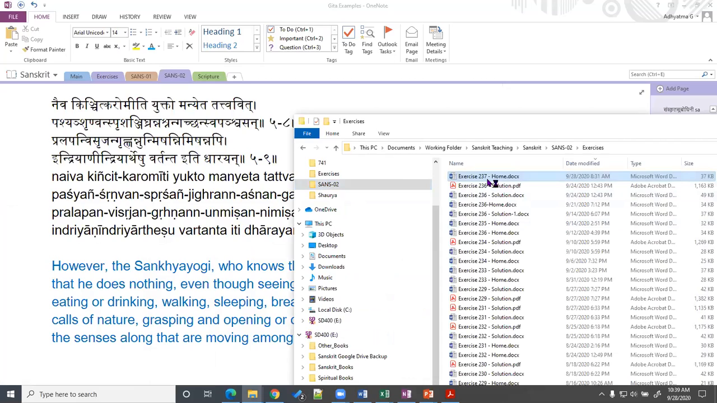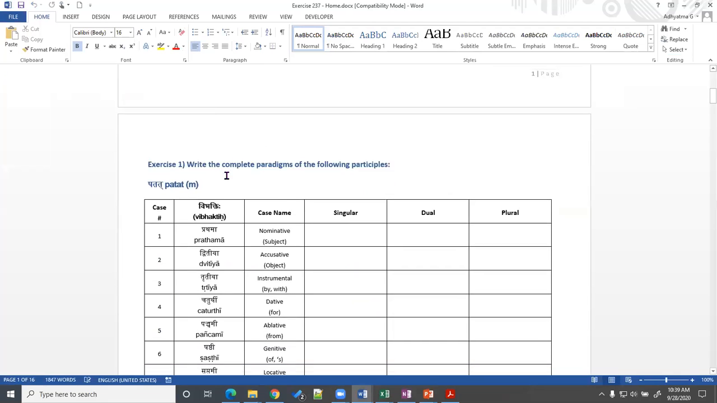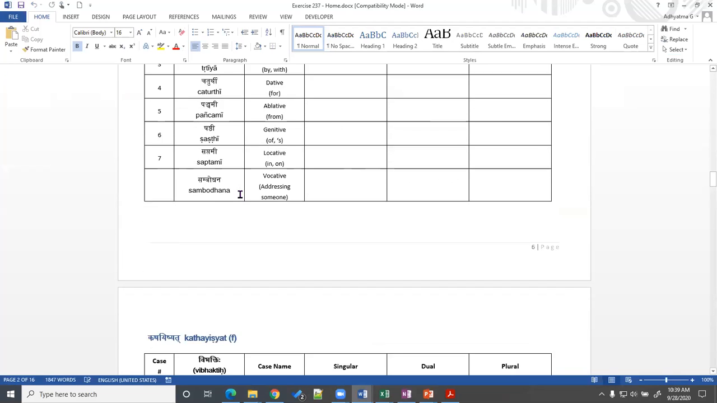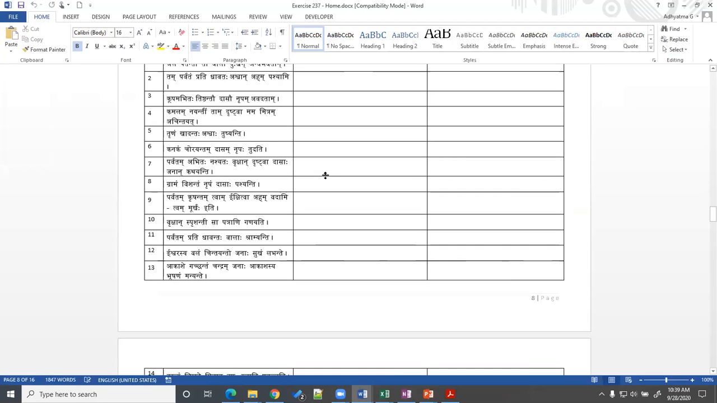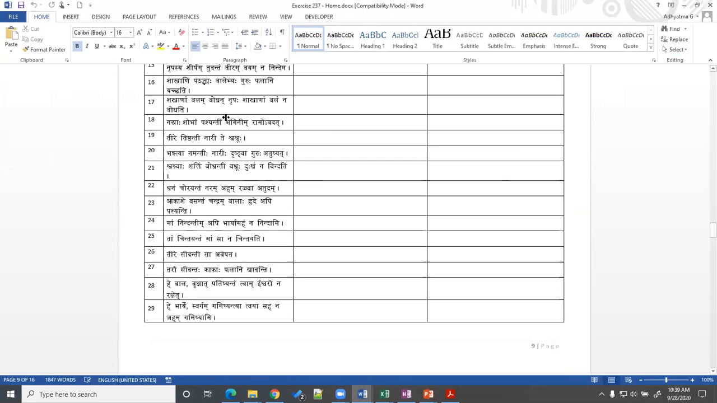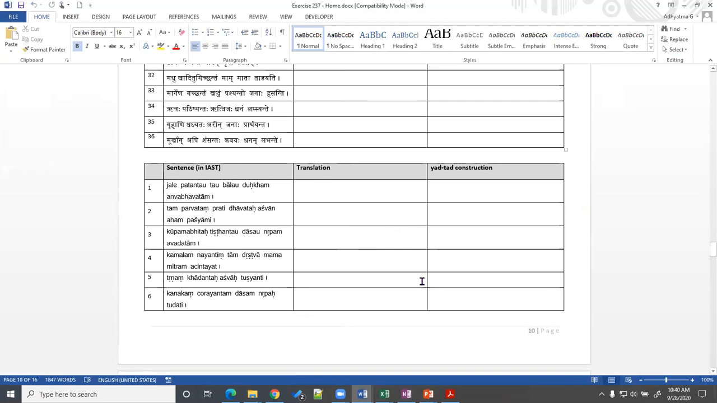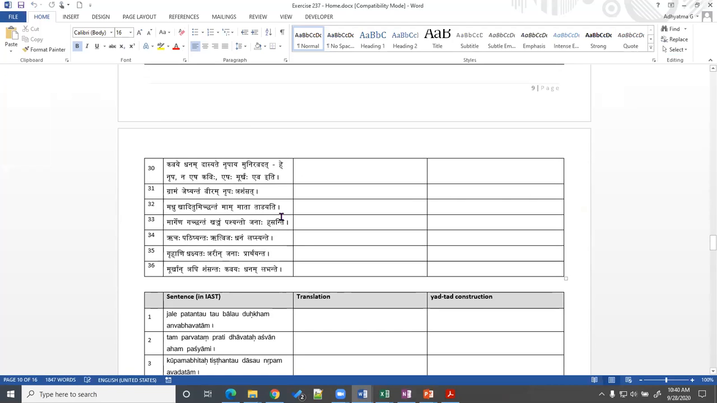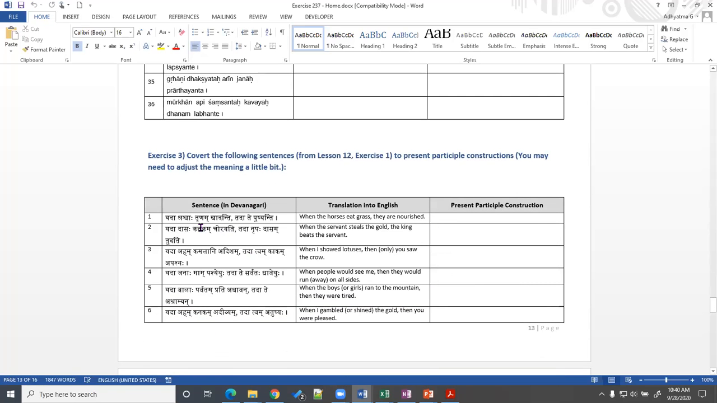I'll show you the exercise 237. It is there from lesson 20 from Sanskrit Subodhini. Tapasyananji, as always, has created this exercise in a table format, so that you don't have to worry too much about the format, etc. You can use the solution from this exercise, the first two sentences are solved in our class exercise. So you can use that for solving this exercise. I solved these first two sentences for both exercises.